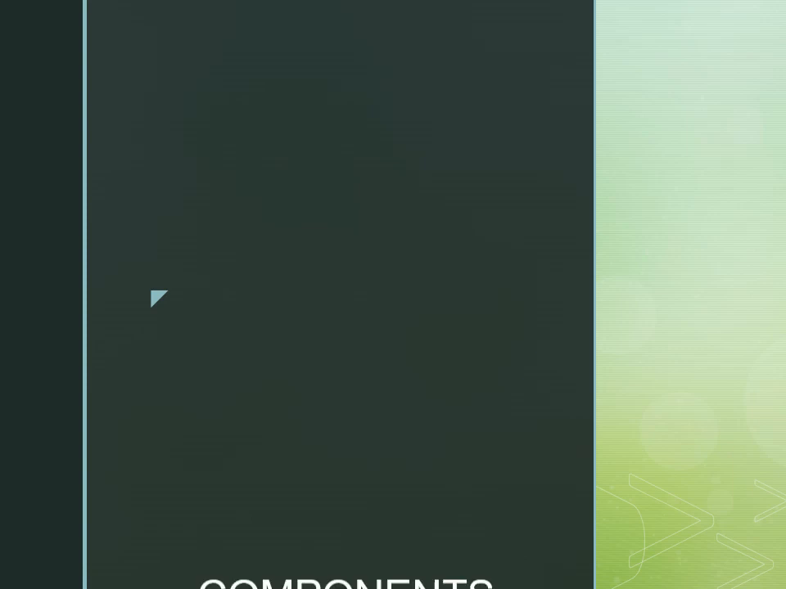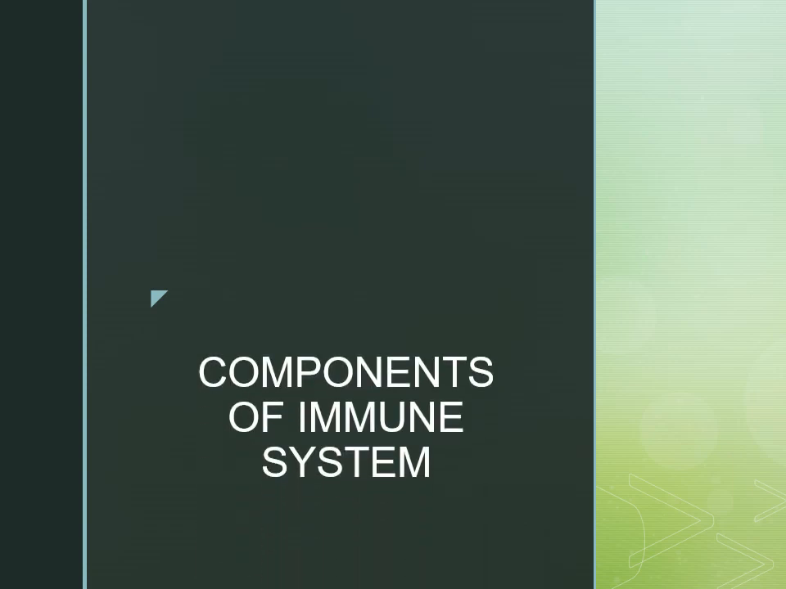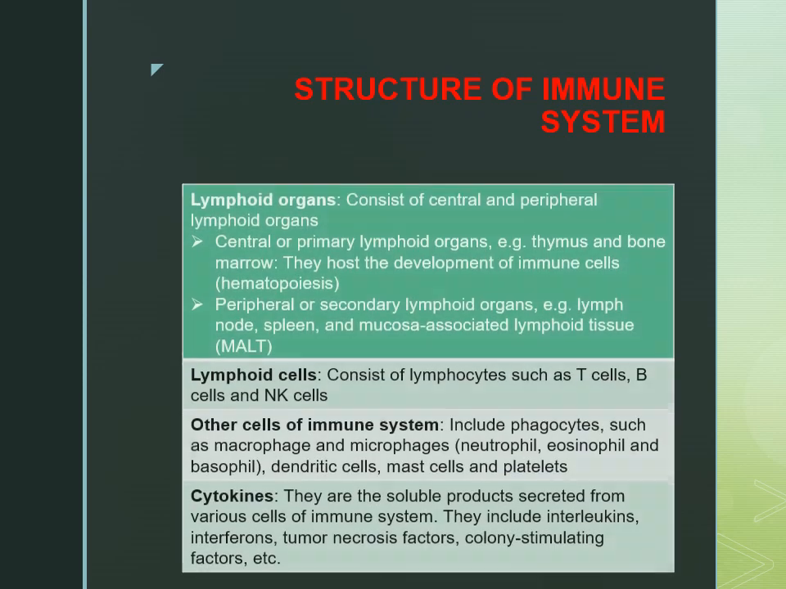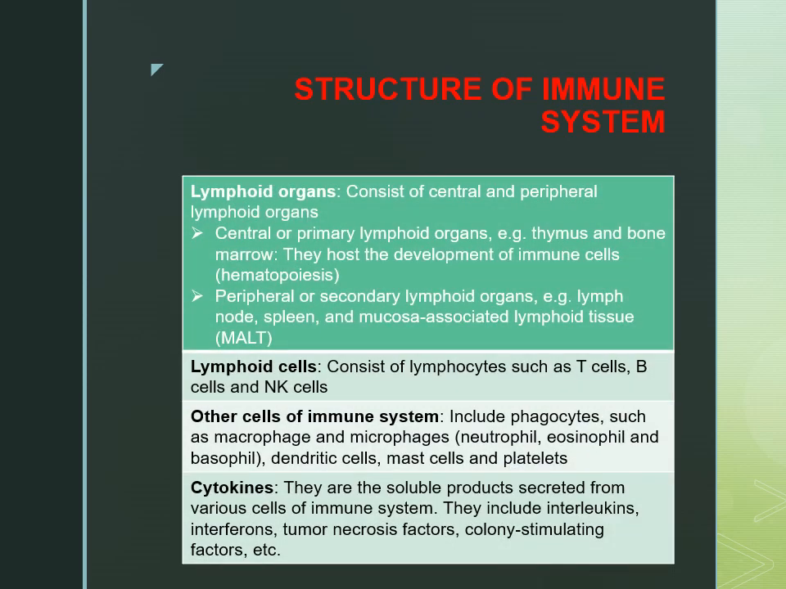Hello everyone. Today we will learn a very important part, or you can say the basic part, of immunology, that is the components of the immune system. So when we say immune system, what are the important components of the immune system? That is the organs, cells and the chemicals. So basically there are three components of this immune system.